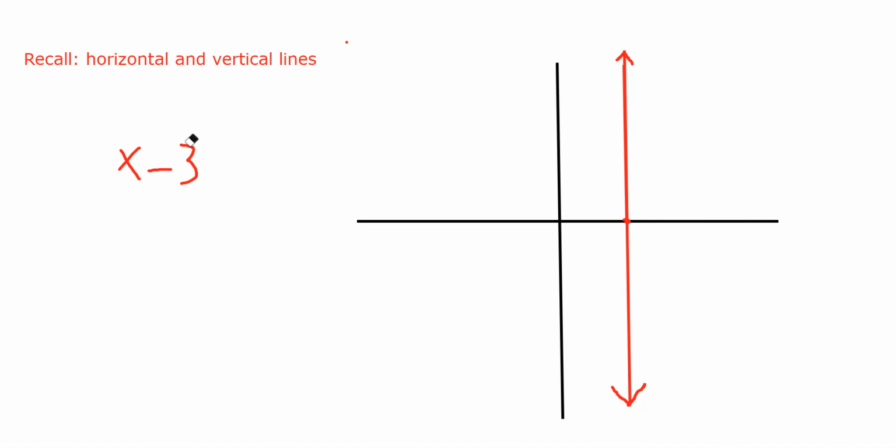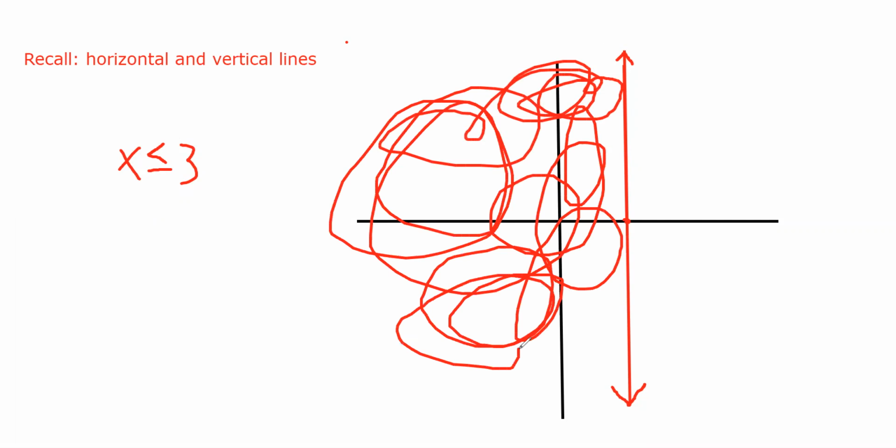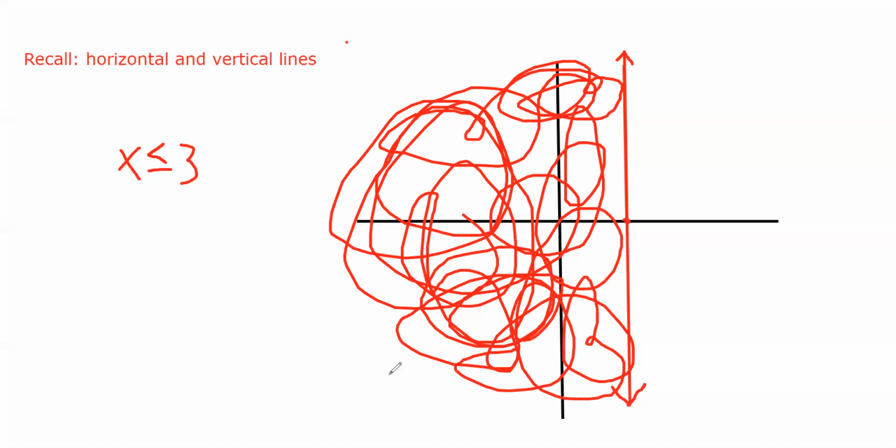If it were less than or equal to 3, you would just shade everything to the left of it. So that's a really cool little factoid. If it was supposed to just be x less than 3, you would have to deal with a dashed line. But the shading would remain the same in that case. So being less than a vertical line means being left of it. Being greater than a vertical line means being to the right of it. And yada, yada, yada.